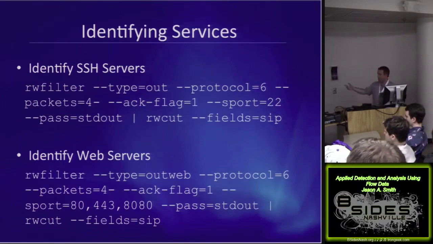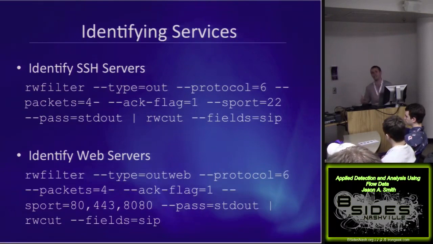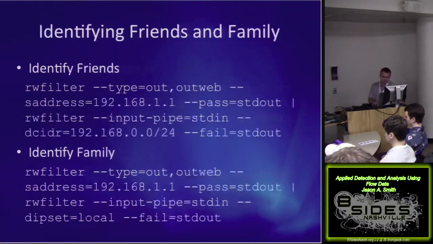Web servers, very similarly, we can say, oh, we want these source ports, include whatever else you want, because again, app label can be, I trust app label in most cases, but not always, especially on larger enterprises. But we're looking for out web here. So things that are talking out from these ports to things that aren't identified as being internal.